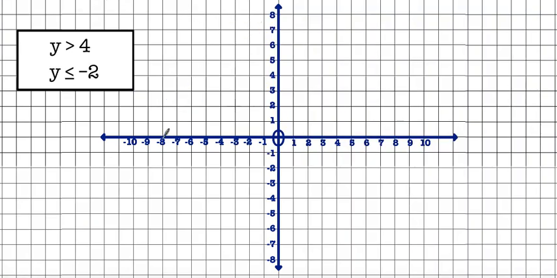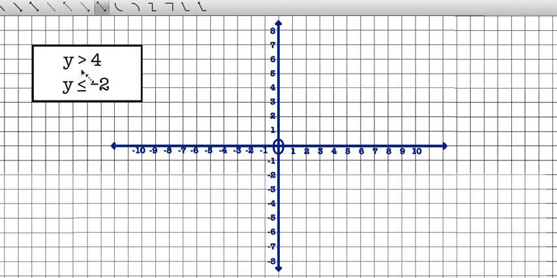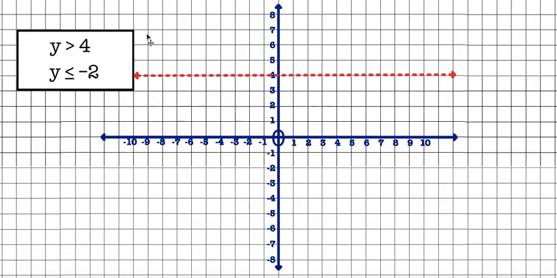All right, so here we have two more inequalities, and these two are nice and easy. We have y is greater than 4 and y is less than or equal to negative 2. So our first inequality is greater than 4, so we're going to use a dashed line. And I'm just going to plot that. And if we want to know all the numbers that are greater than, we're going to shade above.